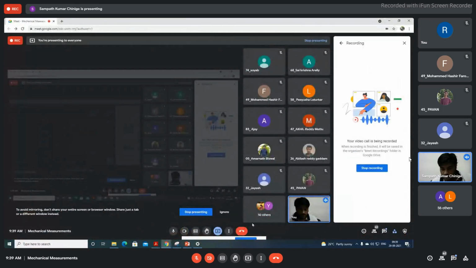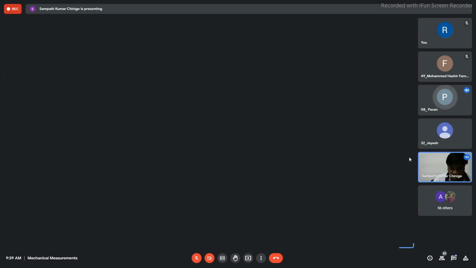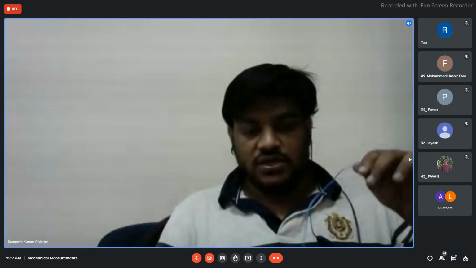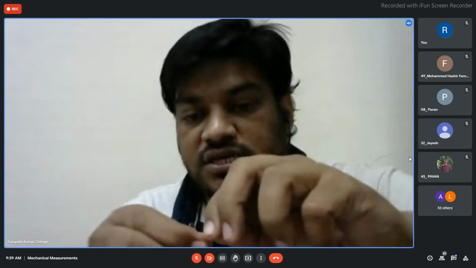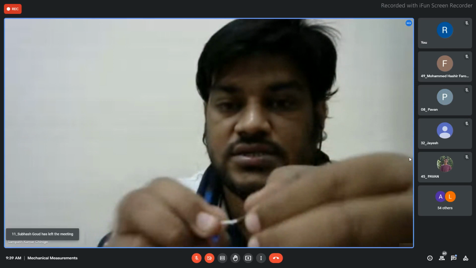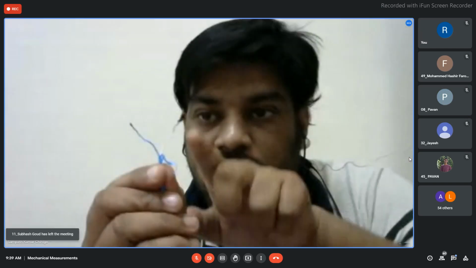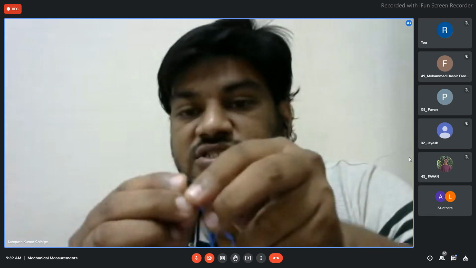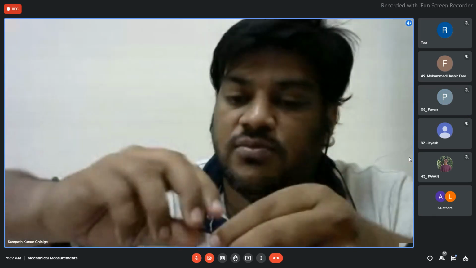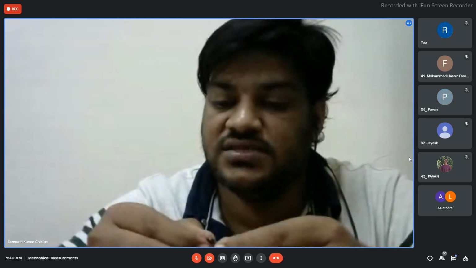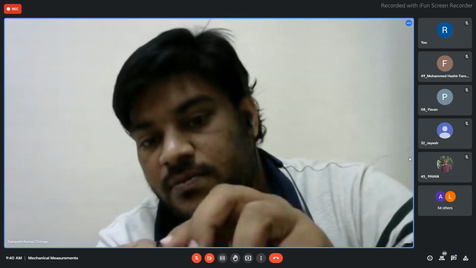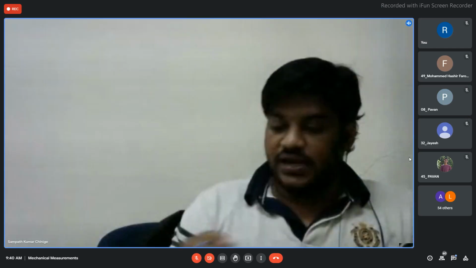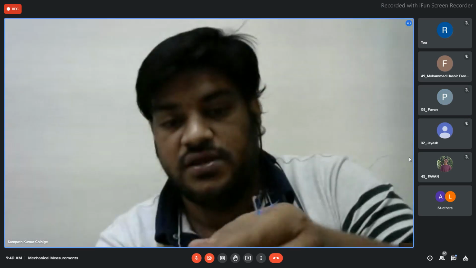Can you see my screen? I'll stop presenting. You can see my screen, I think. Yes. So now you can see this is the thermocouple that I'm talking about. You can see these are the two ends, two wired ends, two dissimilar materials. They both should be formed as a junction. Since I'm doing it manually, it may not form a proper bead like this. You can see here there is a black thing, that is actually the bead that has formed because of the soldering. The other end is left over.